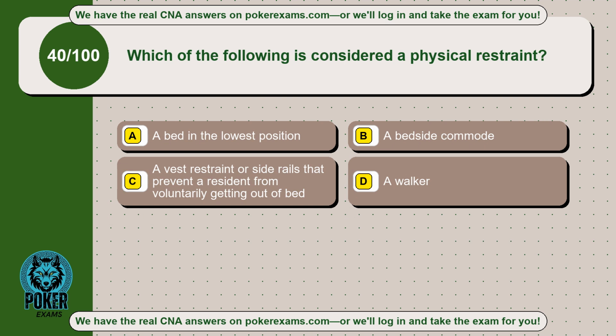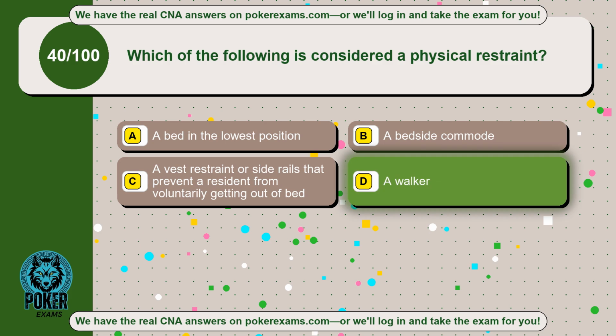Question 40. Which of the following is considered a physical restraint? Option A, bed in the lowest position. Option B, a bedside commode. Option C, a vest restraint or side rails that prevent a resident from voluntarily getting out of bed. Option D, a walker. The correct answer is option D, a walker.